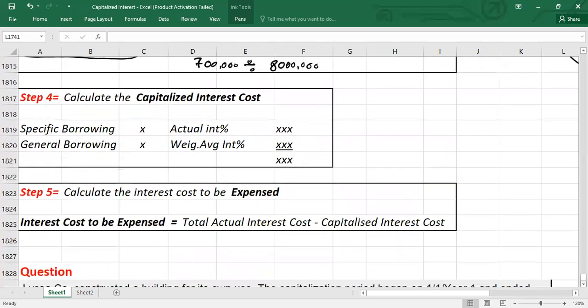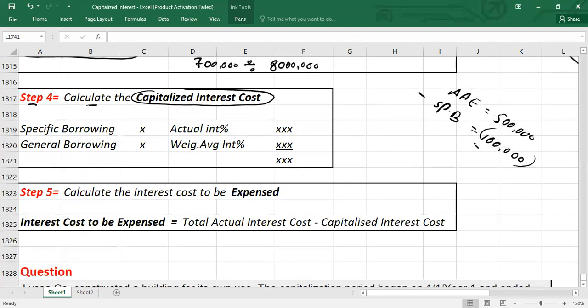Then you have to calculate step number 4. What is step number 4? You have to calculate the capitalized interest cost, the interest cost which should be capitalized. In my example, don't forget I have assumed our average cumulative expenditure is $500,000. I'm assuming we have a specific borrowing which is $100,000. It means I am going to use 400,000 from general borrowing, which I have already calculated in step number 2, if you remember.